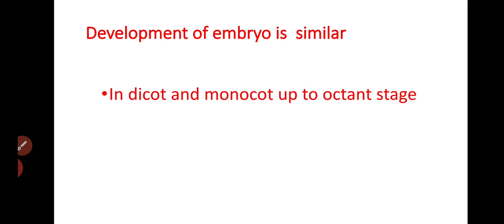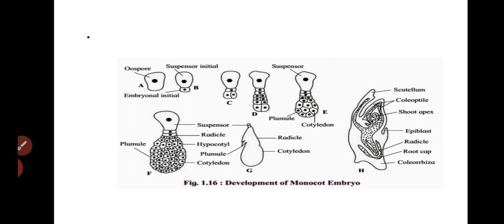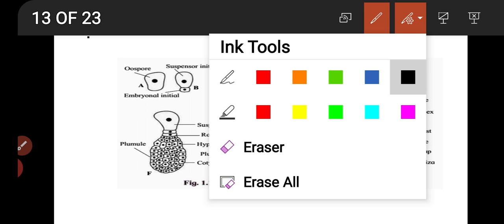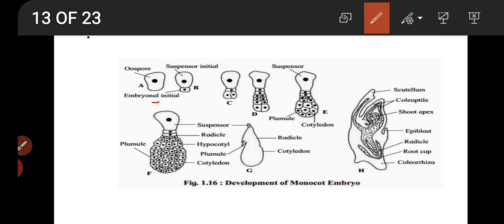The development of the embryo is similar in dicot as well as in monocot up to the octant stage. Look here, up to that octant stage, the division or development of the embryo is similar in monocot as well as in dicot.